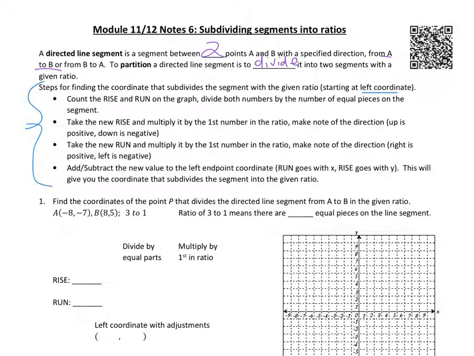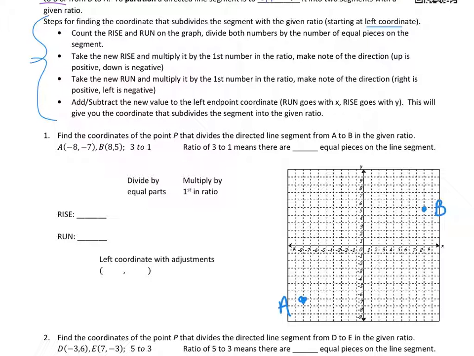We also have to notice what direction we are moving. And then we're going to take that and add it to the left coordinate, because that's where we're starting, and we're going to use that to find what the new coordinate is going to be. So remember, if you ever get stuck, take a look up here, and we're going to be mentioning the different steps. So when we're looking at this, again, we need to know what the ratio is.